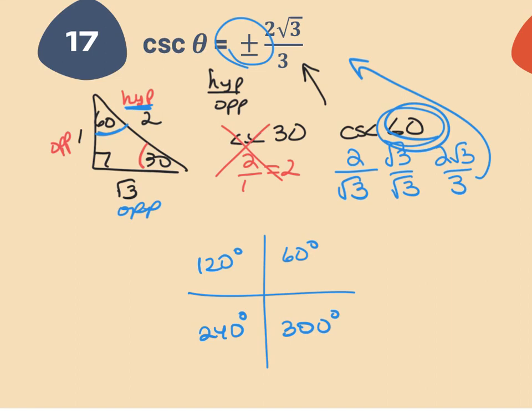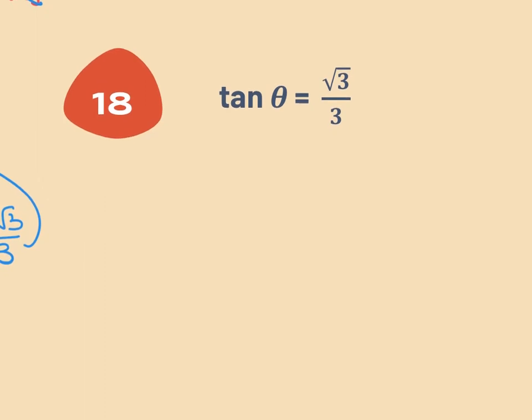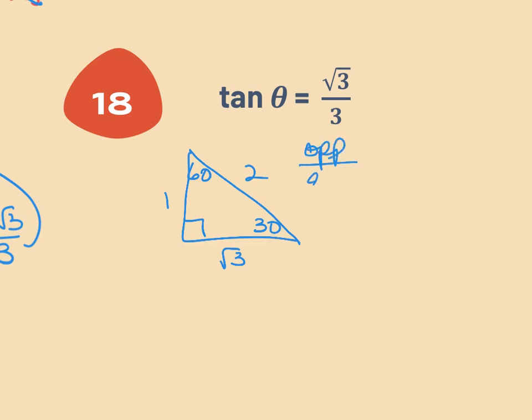One last example. Root 3 again. Let's go ahead and set this up. 60, 30, root 3, 1, 2. Tangent uses opposite over adjacent. So again, I would quickly do tangent of 30 and tangent of 60 to see which one gives you root 3 over 3. So in reference to the 30, this one's opposite, this one's adjacent.